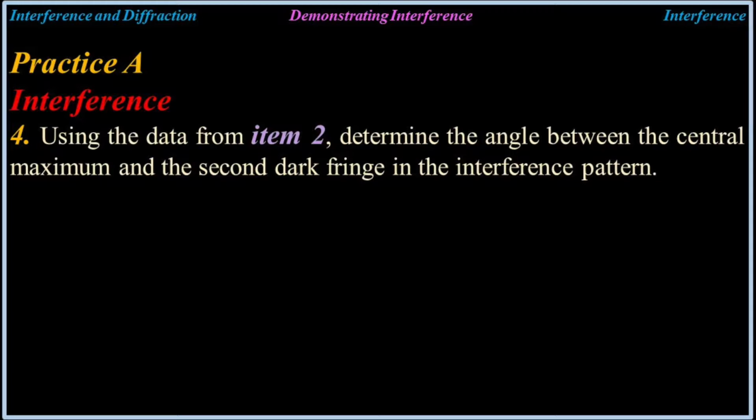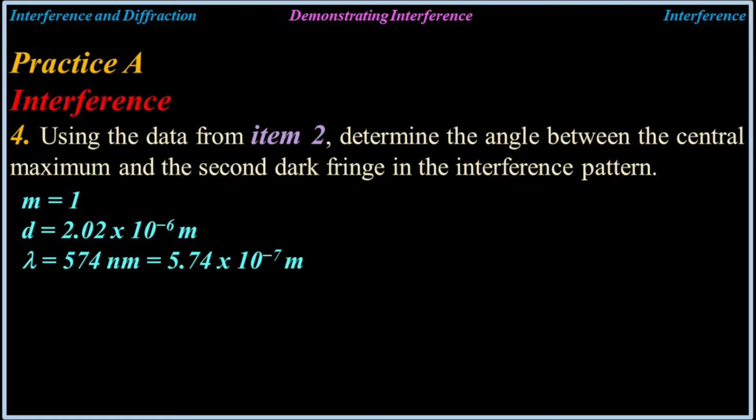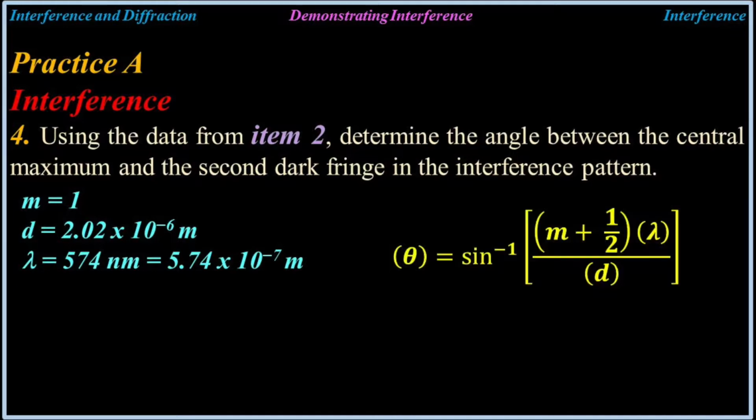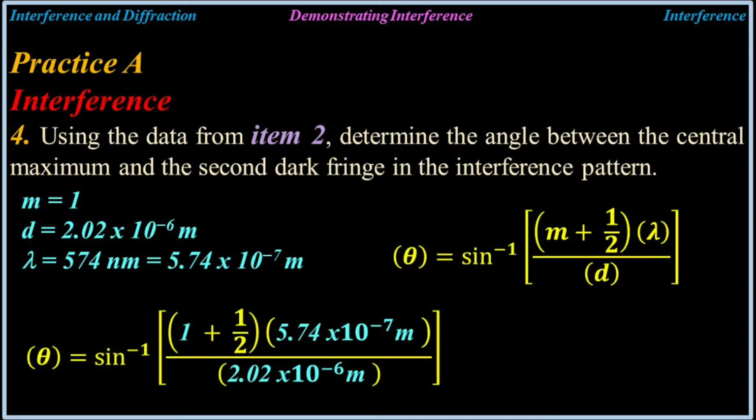in the interference pattern. So what are you going to do different? What are we going to do different relative to the problem that we did in item 2? Okay, so here's what's given, and then we'll put the equation down, and then we're going to plug in, and there you have it, 25.2 degrees.